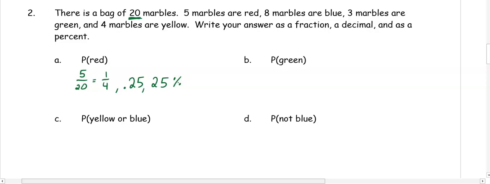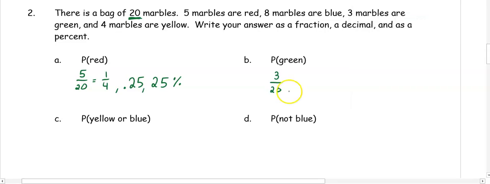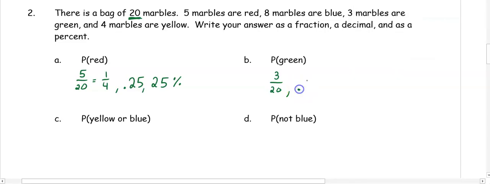B, the probability that it's green. So there are 3 green marbles, so we have 3 out of 20. 3 divided by 20, math, enter, enter, is already reduced. So we would get our decimal by doing 3 divided by 20. We get 0.15, which would be 15%.